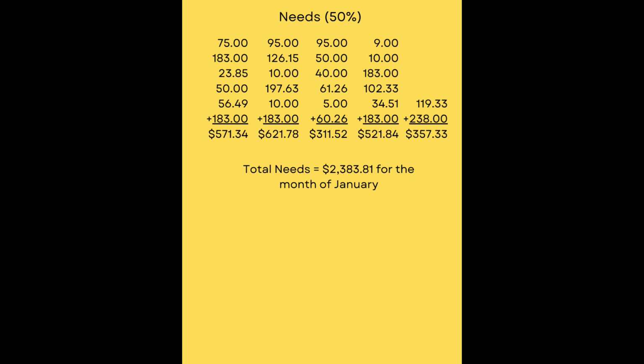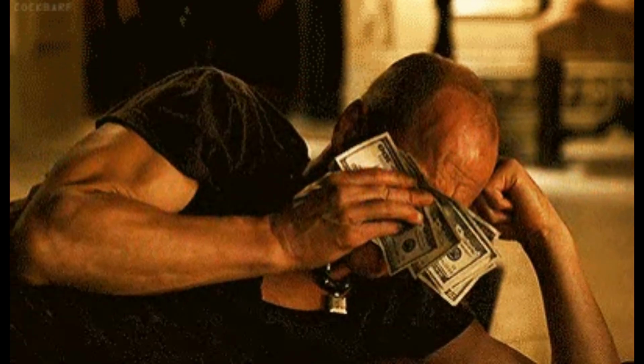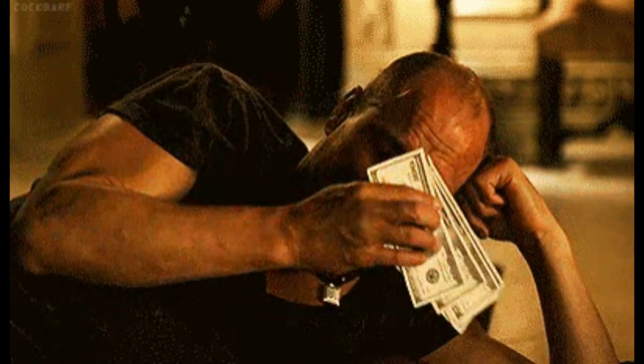The first column equals $571.34. The second column equals $621.78. The third column equals $311.52. The fourth column equals $521.84. And the fifth column equals $357.33. Bringing our total needs to $2,383.81 for the month of January.